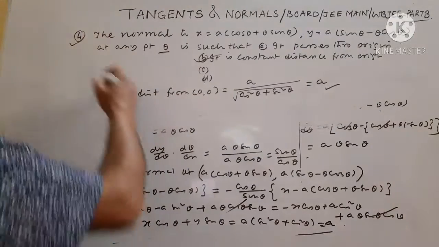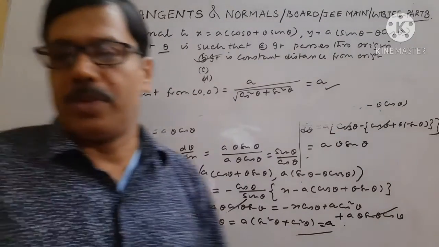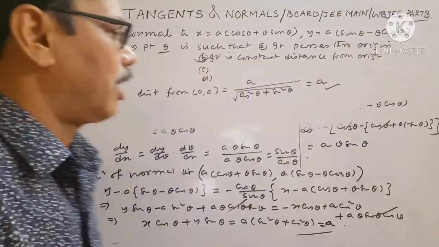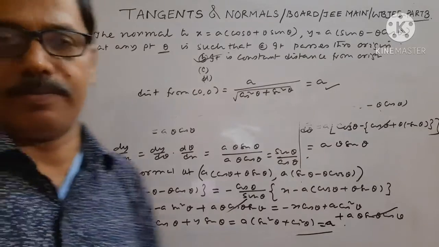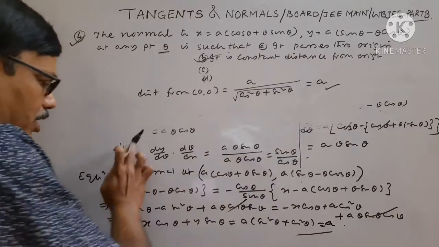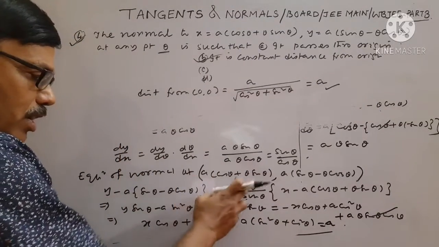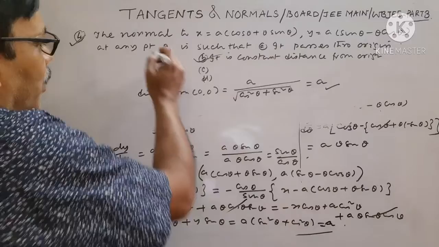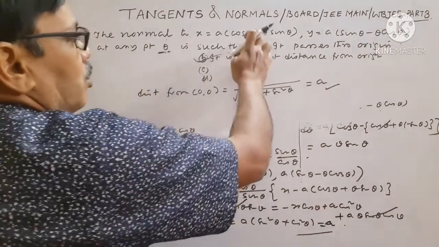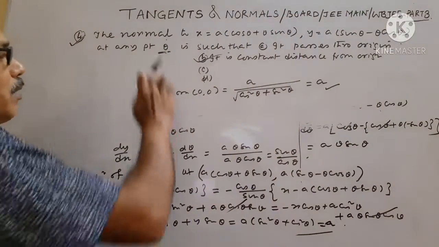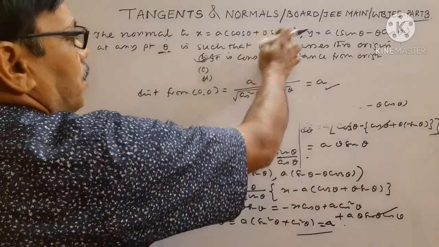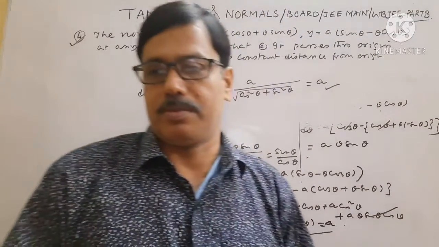So this is a very simple problem, important for both JEE Main and WBJEE. The curve is given in parametric form, find dy by dx. Obviously you get dx by d theta with negative sign. Now only this is to be noted: at the point theta, there is no change of x1, y1. If it is pi by 4, then x1 will be a cos pi by 4 plus pi by 4 sin pi by 4.